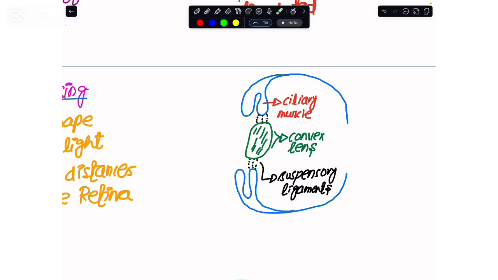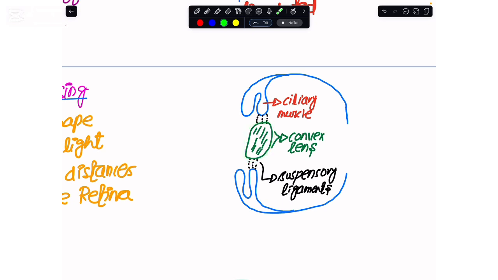On the other hand, if I have to make the lens thicker or more convex, then the ciliary muscles would contract. As a result, the suspensory ligaments would loosen up, the pull on the convex lens would be released, and this convex lens would become thicker.